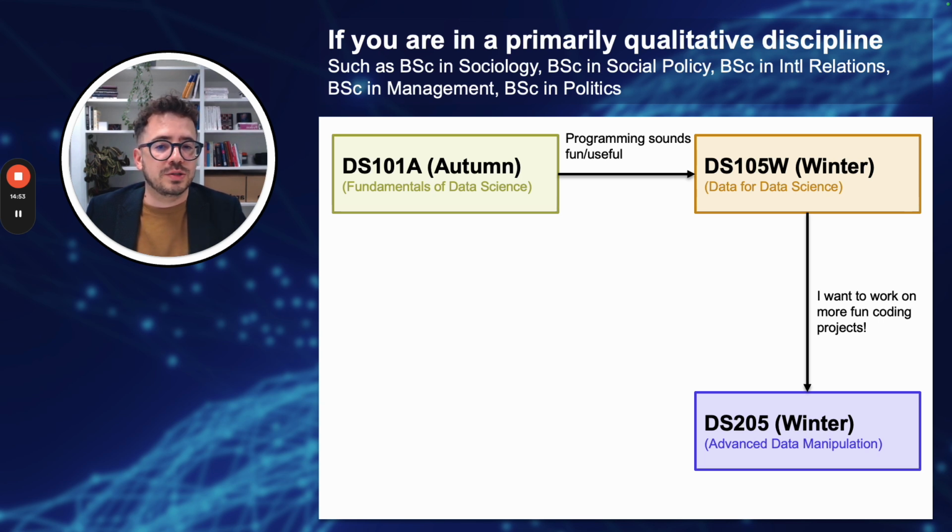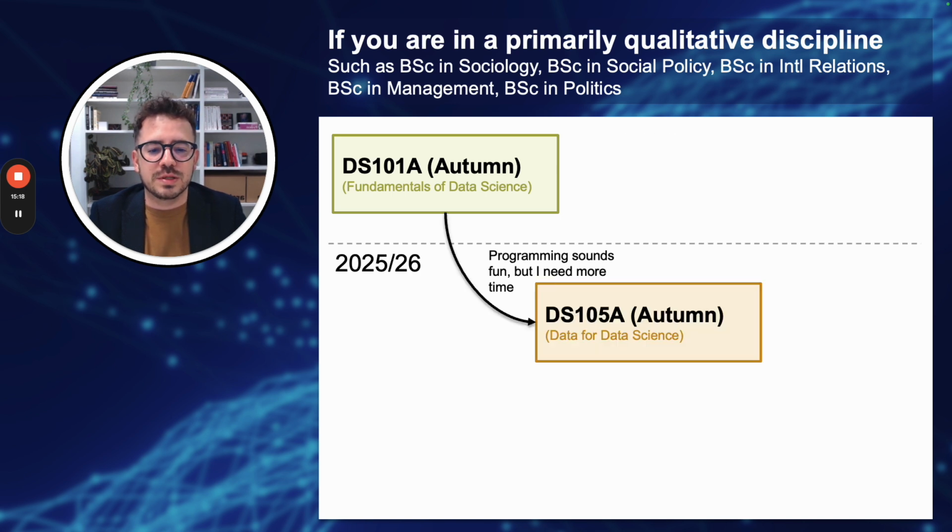And if you want to take it even deeper, then you can take DS205, and that has to be the following year. Of course, you won't be able to take them both simultaneously. But that's one route, one option if you are keen on programming after DS101. It's totally fine if you took DS101A and say, I like what I see there, but I don't want to become a coder, then that's what it is. So you took the data science course that was more relevant for you.